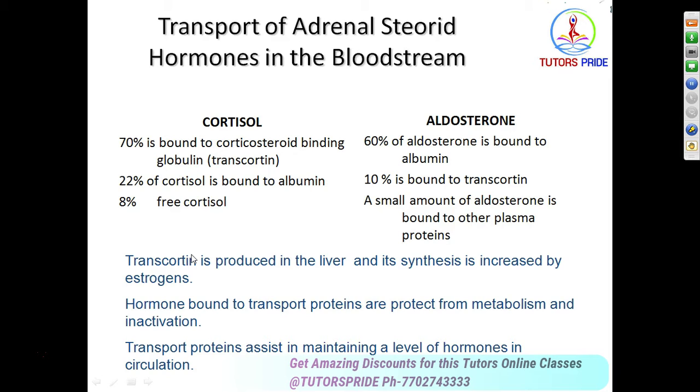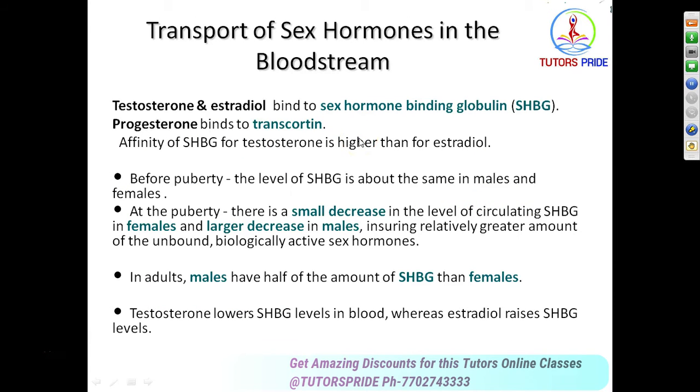And as I told you, transcortin is a protein produced in the liver, and its synthesis is increased by estrogen, another hormone. So these are the things I told you about how the adrenal steroid hormones are transported in the blood. So always remember, to be transported in the blood, the steroid hormones have to be bound with some proteins.